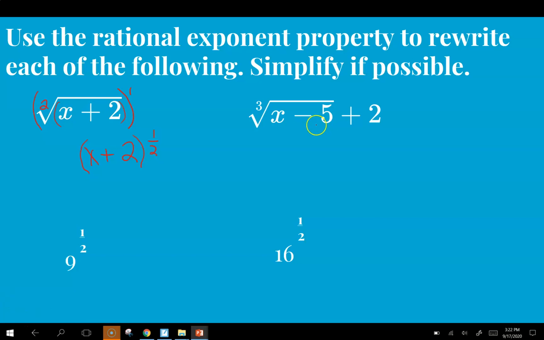Okay. Our next one, we have a root of 3, but my exponent isn't written, so what do I know it is? I know it's a 1. All of x minus 5 was inside of my radical, so I need to keep that together with parentheses. The rational exponent is going to have a power of 1 and a root of 3. And then this plus 2 on the end doesn't do anything. It's just going to be there, so we just say plus 2. It wasn't part of my radical, so it's not going to get the rational exponent.